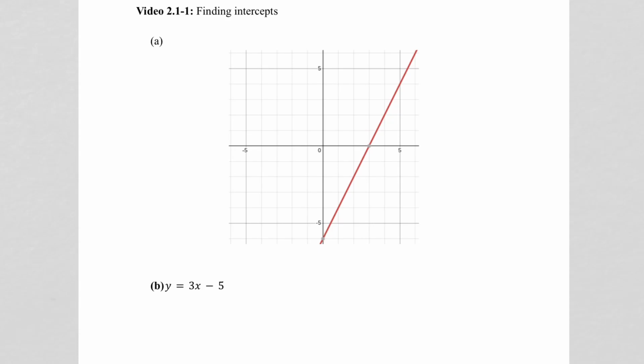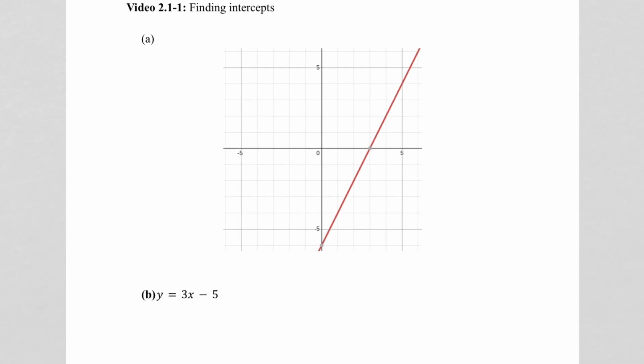In this video, we're going to be looking at finding intercepts on a graph and finding intercepts using an equation. So if we look at part A, we're given a graph, and we're going to look for all of the intercepts that this line passes through.